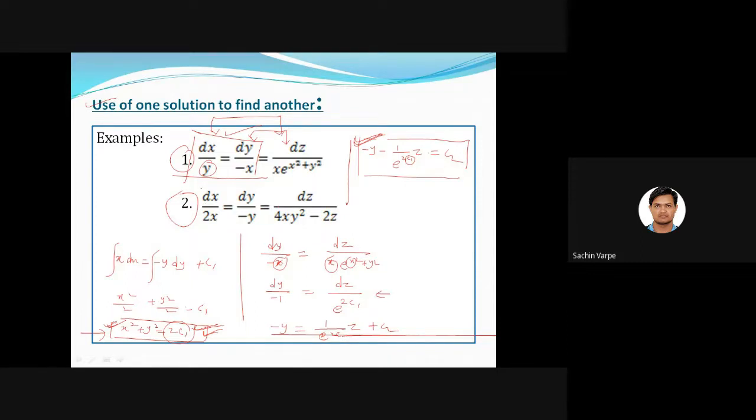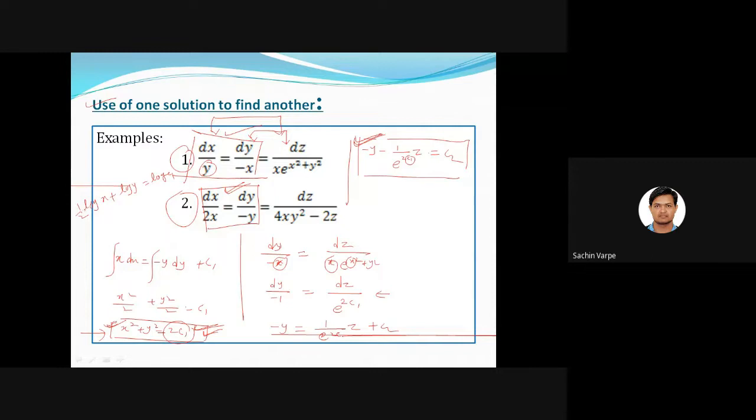You can see here, if we equate the first two ratios, then the third variable, which is z, is eliminated completely. We can get the first solution easily. What will be the first solution here? It is already in variable separable form, right? So when I integrate it, what I'll get is log of x plus 1 by 2 log of y, and the constant we will consider to be log of c1.